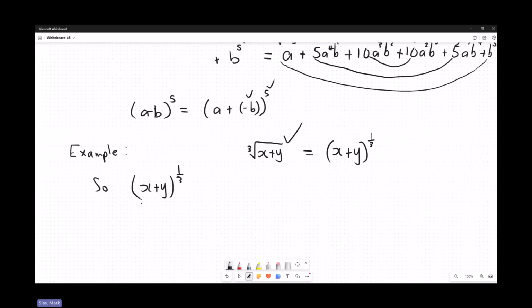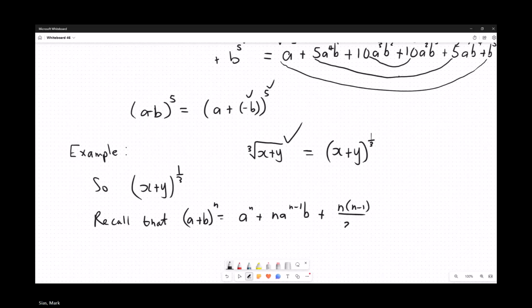So remember, just recall, this is what we have. Recall that (a + b)^n can be written as a^n plus, we'll just revert to that formula, n a^(n-1) b plus, remember, I'm just writing down the first 3 terms, because we just have to deal with the first 3 terms, n(n-1)/2 factorial, a^(n-2) b squared.